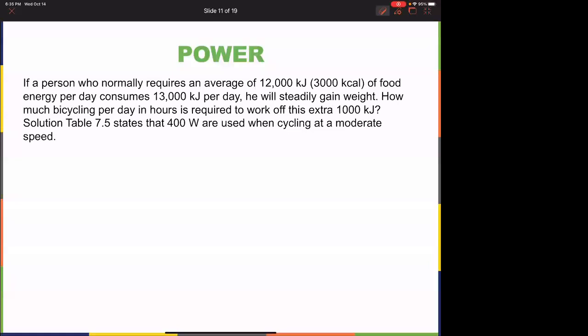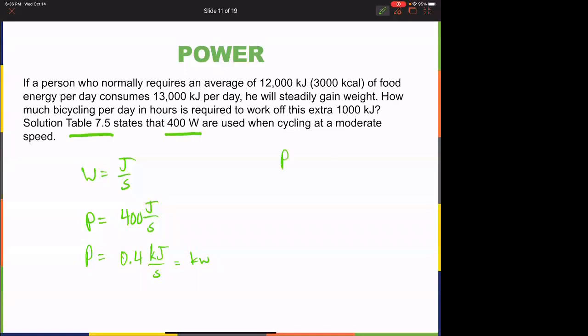There's a table in the book, Table 7.5, that tells you bicycling uses 400 watts, or 400 joules per second, right? A watt is a joule per second. So bicycling, the power is 400 joules every second. If we put that in terms of kilowatts, that'd be 0.4 kilojoules per second, or kilowatts. Follow me?